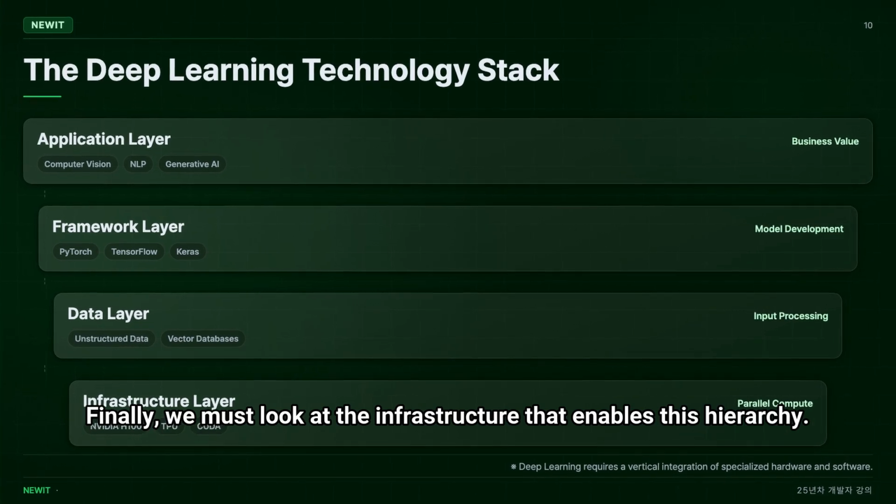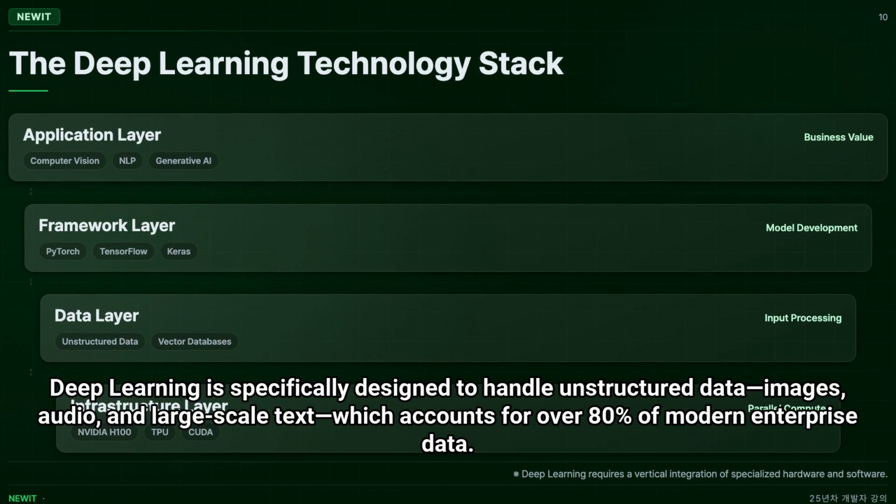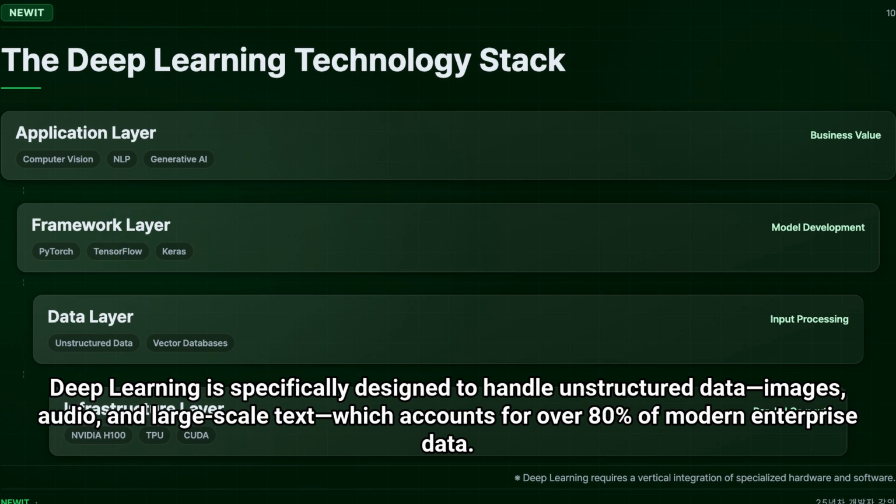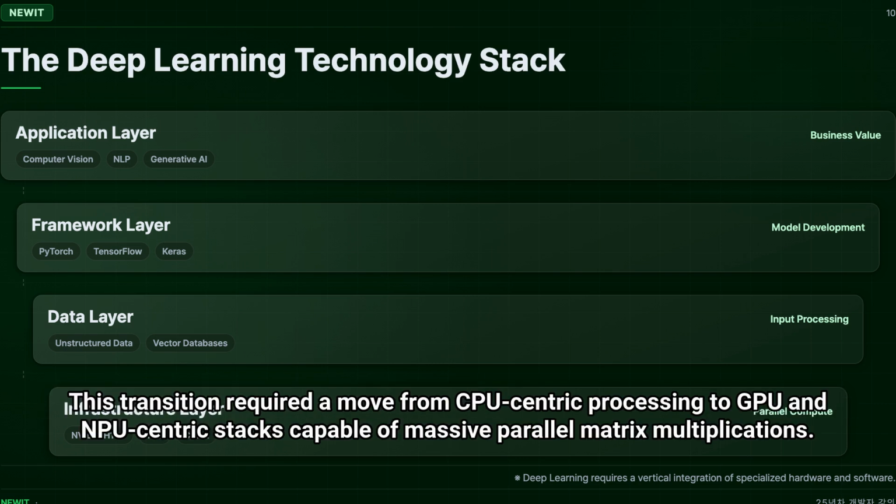Finally, we must look at the infrastructure that enables this hierarchy. Deep learning is specifically designed to handle unstructured data, images, audio, and large-scale text, which accounts for over 80% of modern enterprise data. This transition required a move from CPU-centric processing to GPU and NPU-centric stacks capable of massive parallel matrix multiplications.